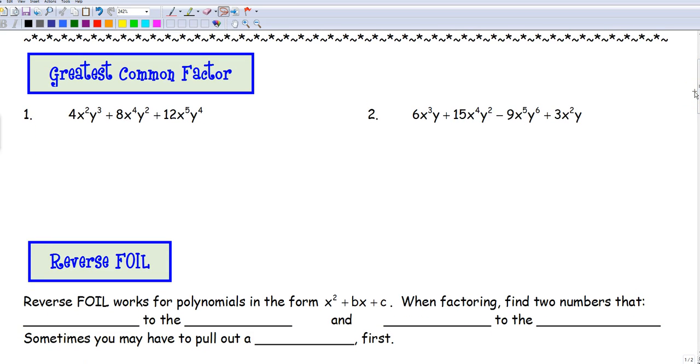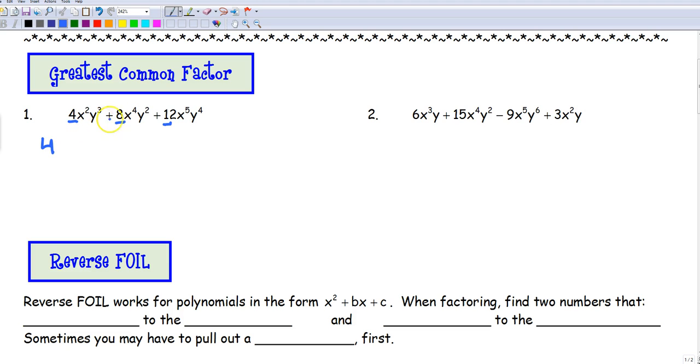These problems are noticeable because they generally have more than one variable, and usually they have a number that is the greatest common factor. So here you have 4x squared y cubed plus 8x to the fourth y squared plus 12x to the fifth y to the fourth. The first thing to do to factor this type of problem is to find the number that is the greatest common factor, which may or may not be one of the coefficients that's already there. So for here, it would be a 4. 4 goes into 4, 8, and 12 evenly.